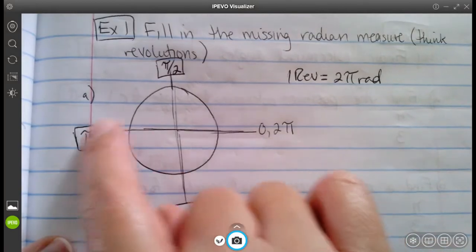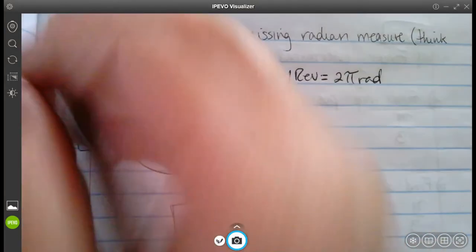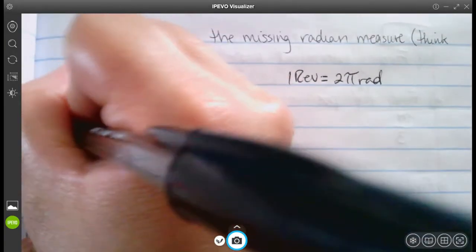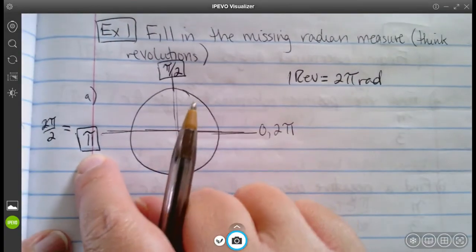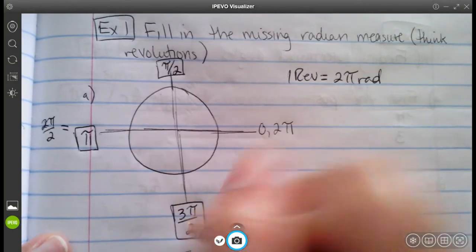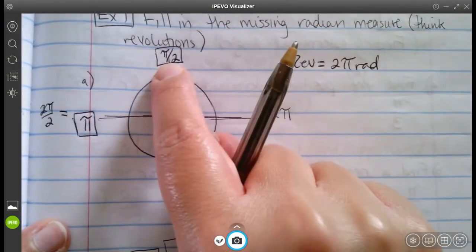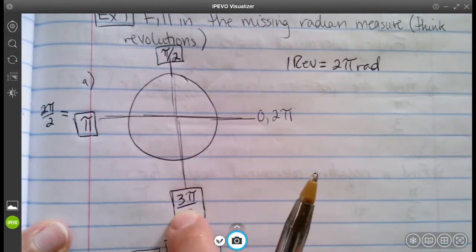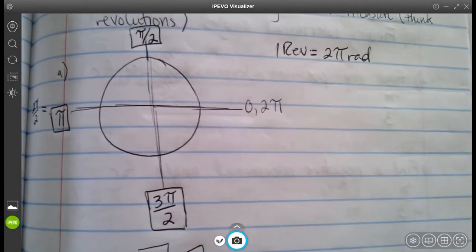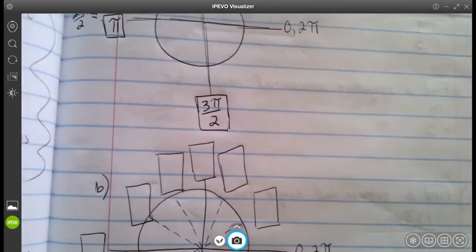Okay? If you're going to keep going, well, you have 0, pi halves, 2 pi halves, 2 pi over 2, which is the same as pi. Okay, what comes next? Well, 3 pi halves comes next. And if that's still a little confusing, you can also think of it as decimals. This is 0, 0.5, 1, 1.5, 2. But of course, we try to keep fractions when we're dealing with radians. Okay, let's look at the next one.